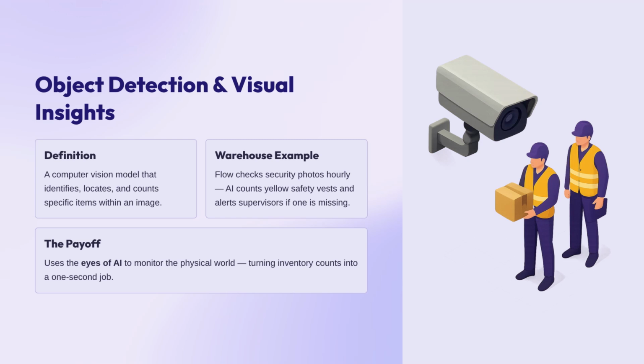Imagine a dummy example. You are a safety inspector for a large warehouse. You want to make sure everyone is wearing their yellow safety vest. Instead of walking 10 miles a day, you have a flow that looks at the security camera photos every hour. The AI builder model counts the number of yellow vests it sees. If it sees a person without a vest, it sends a notification to the supervisor.